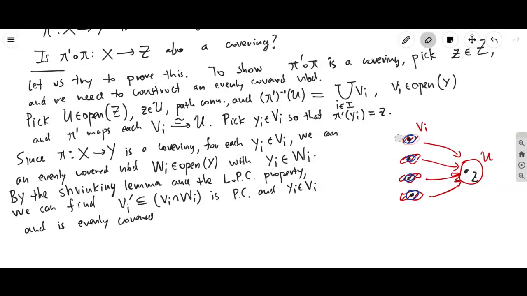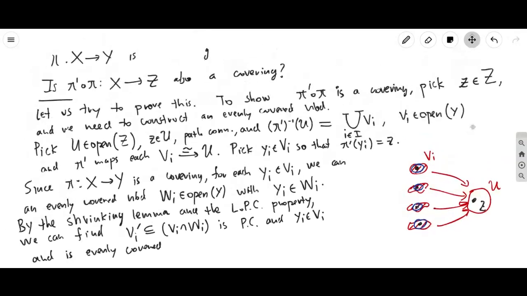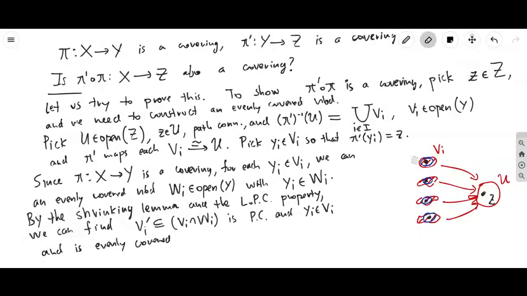But here's the problem. When you start mapping these blue sets, well, before I say that, what are we trying to show? We're trying to construct an evenly covered neighborhood. We're trying to find just one. That's the property of being evenly covered. We have to find a single open set U that contains the point and is evenly covered in the composition.